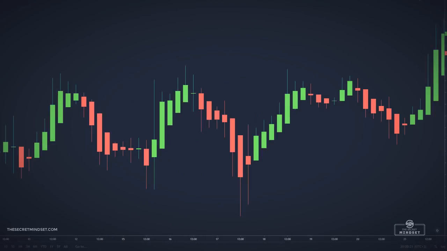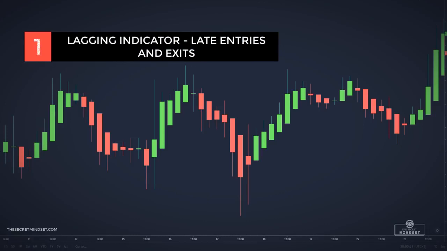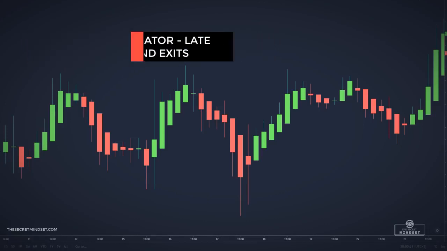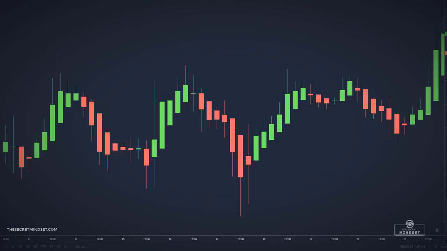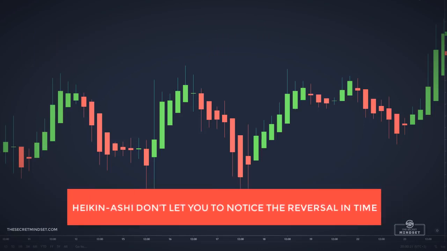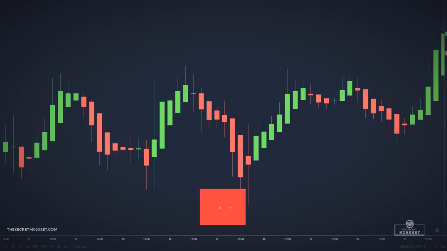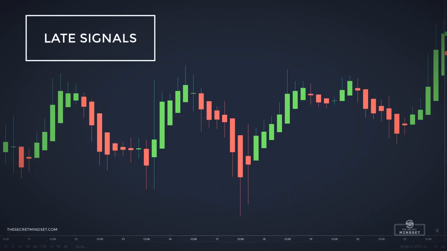However, a Heikin Ashi chart has some disadvantages. Every indicator that is based on slowing down the signals does its best on trends only. Heikin Ashi smoothed signals don't let you notice the reversal in time. Any Heikin Ashi strategy should take into consideration that lagging indicators not only dismiss useless signals to open the trade, but also provide you with late signal for closing the trade.